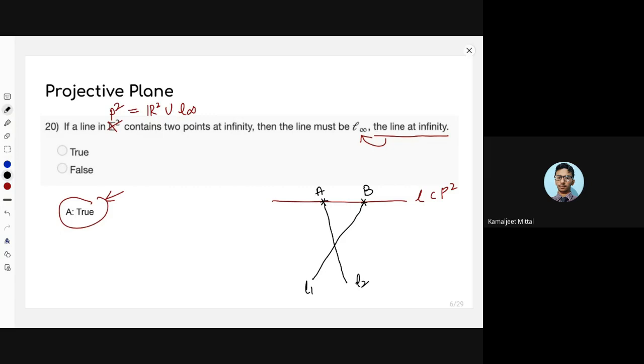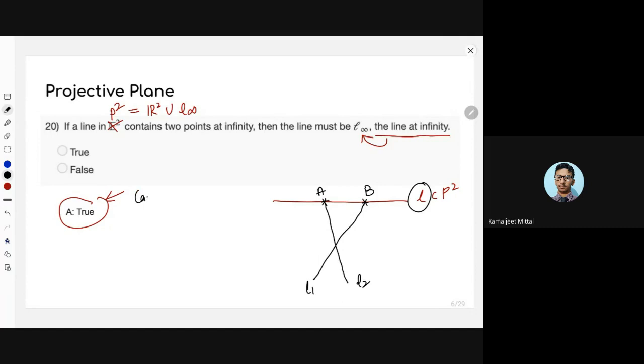That's the assumption. Now, why? The only thing you need to argue here is why this line L can't lie inside R2. If it's not a line in R2, then it's the line at infinity, because P2 is R2 union L infinity. So if the line is not lying inside R2, then it is L infinity only. The simple answer is that it contains 2 points at infinity.